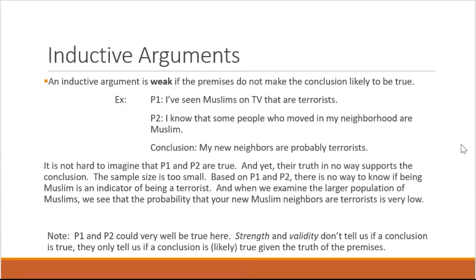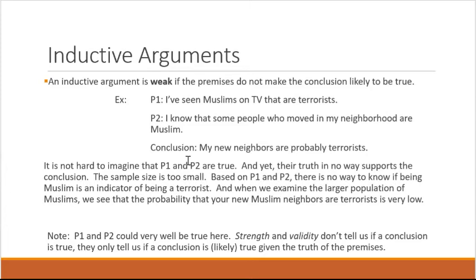Well, what do you think? Based on these two premises alone, does that show that this conclusion is probably true? I don't think so. For me, it's not hard to imagine that premise 1 and 2 are true. But that doesn't support this conclusion really at all.